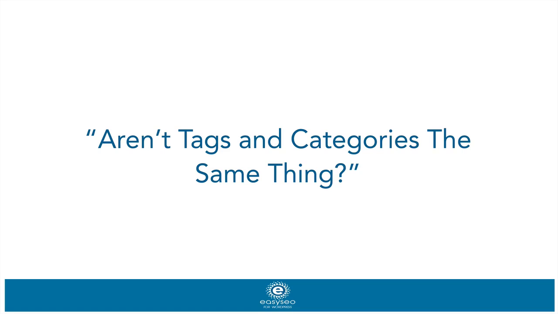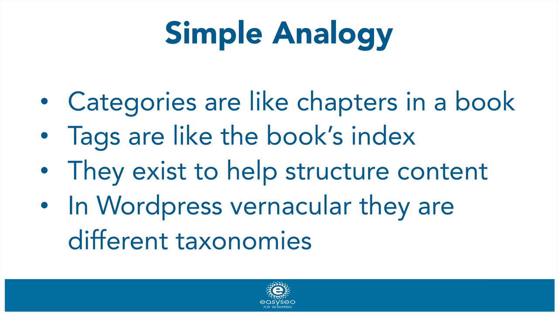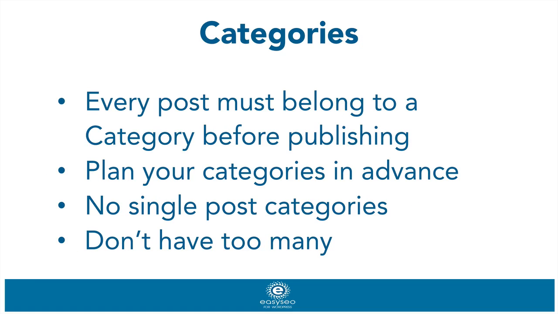You hear that a lot from people who aren't particularly au fait with WordPress, and it does lend itself to a little bit of confusion. So let me start by giving you a simple analogy. Categories are like chapters in a book, and tags are like the book's index. Both exist to help structure the content so that it makes it easier for the reader to navigate their way and find things when and how they want them. In WordPress vernacular, they're considered taxonomies.